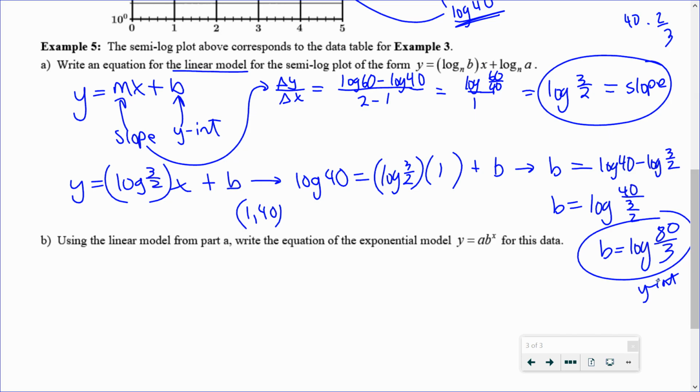All right, so I'm going to write it right here because I kind of used up all my space. But the equation of my line is y equals log of 3/2 x, so that's my slope, plus log of 80 over 3.